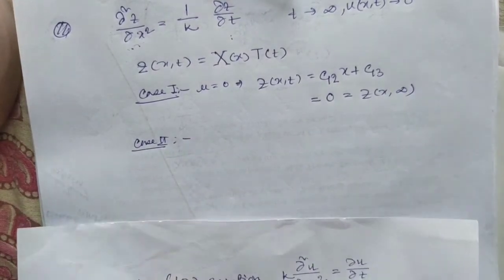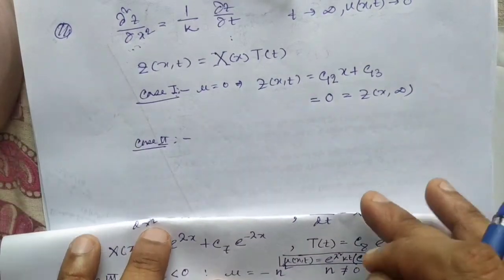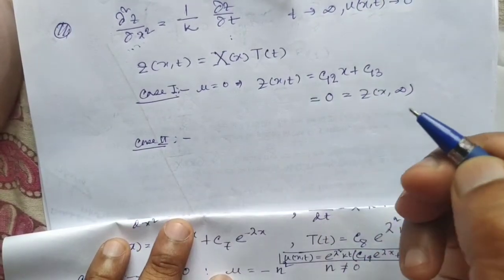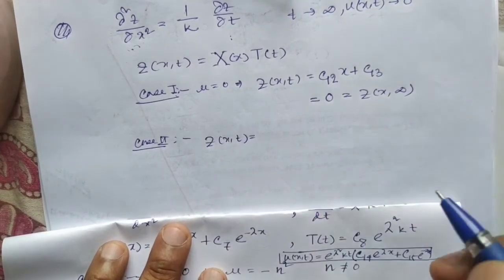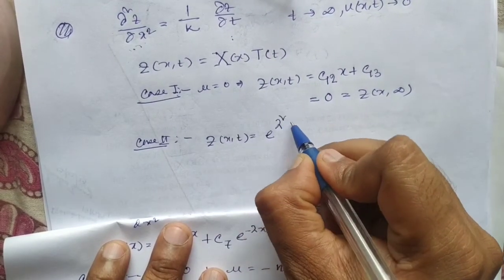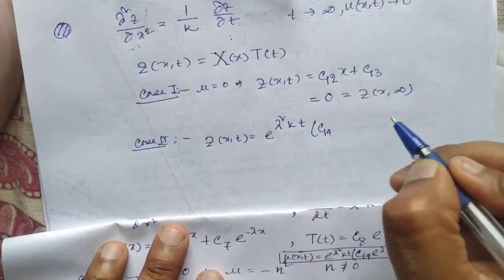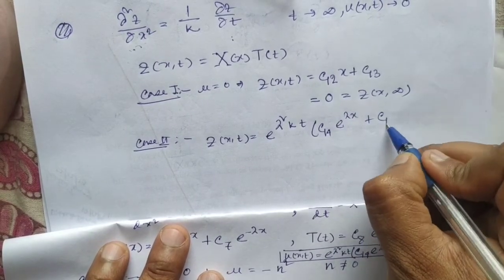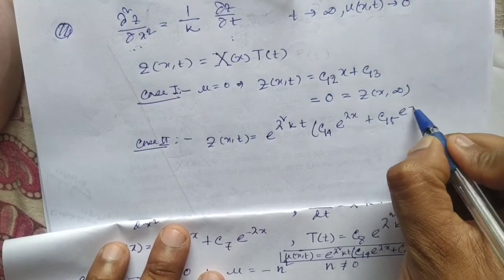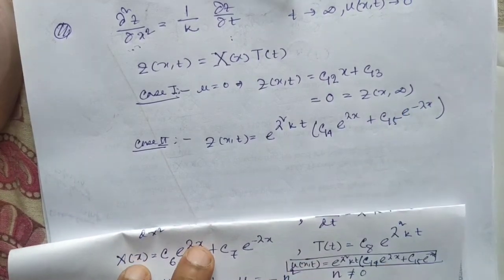Case 2 is saying, follow that this is the solution. So z(x,t) is equal to e to the power lambda square kt times c14 e to the power lambda x plus c15 e to the power minus lambda x. This may be another one.